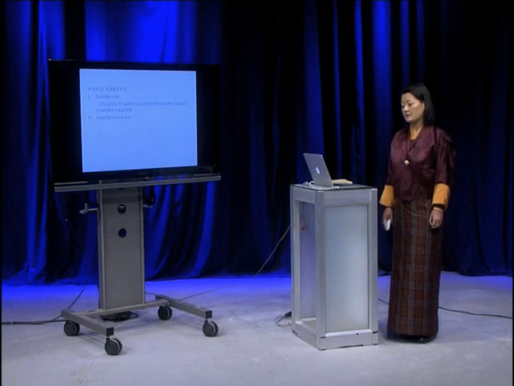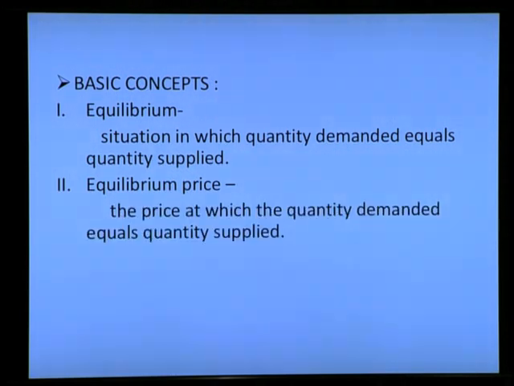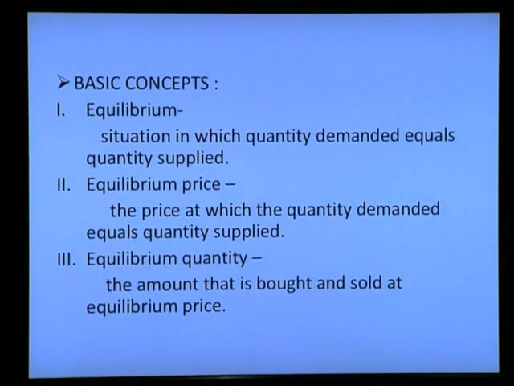The second concept that I have here is the equilibrium price. The equilibrium price is the price at which the amount of goods that the consumers are willing to purchase becomes exactly equal to the amount of goods that a supplier is offering for sale. And the last concept that I have here is the equilibrium quantity. Equilibrium quantity is the amount of goods that are bought and sold in the market at the equilibrium price. So these are the three basic concepts.